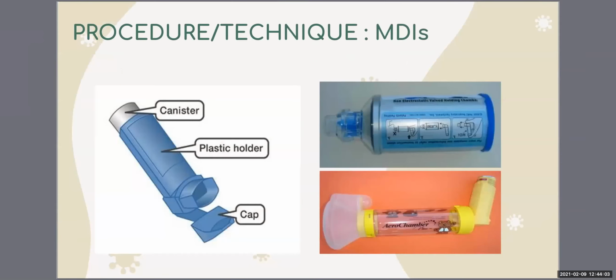Next is the procedure or technique for MDIs. So in the right picture is the MDI. Basically, it mainly consists of a canister. This canister usually contains the pharmacologic agent such as bronchodilator or steroids, and also a plastic holder that houses the canister, and also the cap to close the MDI. On the right picture is the spacer.